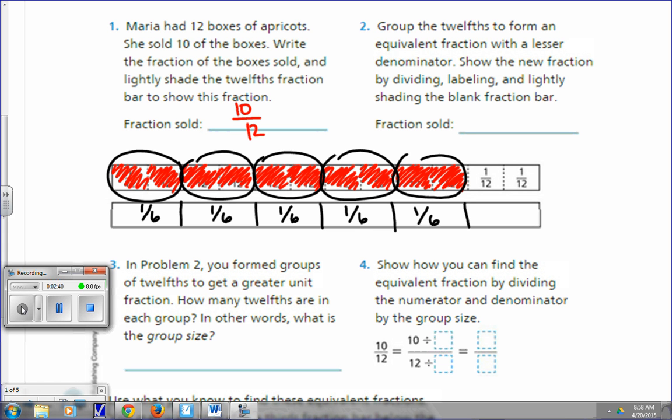Taylor? 5/6. And all we did was group the 12ths into bigger pieces. So 2 12ths fit into 1/6. Well, mine wasn't. I don't know what happened there.